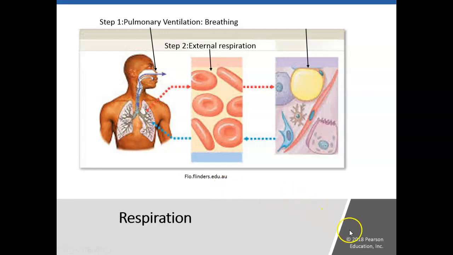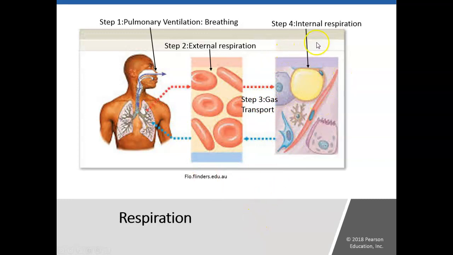The third step is gas transport. So our blood then transports these gases to our cells, and blood transports these gases to our lungs. So gas transport is occurring on both sides.